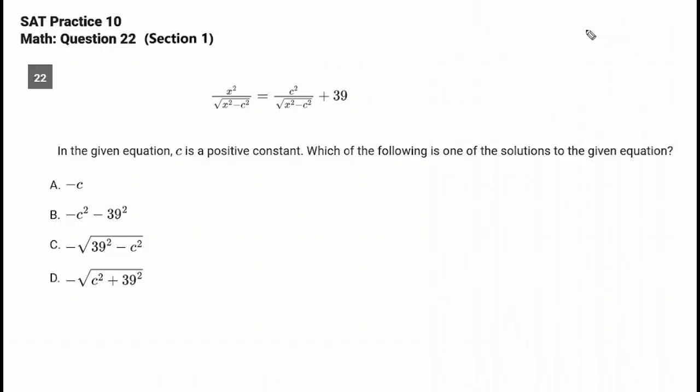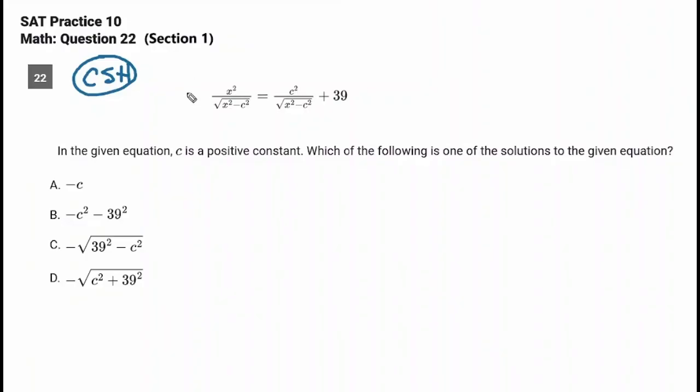We're on SAT Practice Test 10, Math Section 1, Question 22. What's the level of difficulty here? This question is crazy, stupid hard. It's brutal. Up until now, questions 1 to 21 really haven't been that bad, section 1. But this one is really hard.